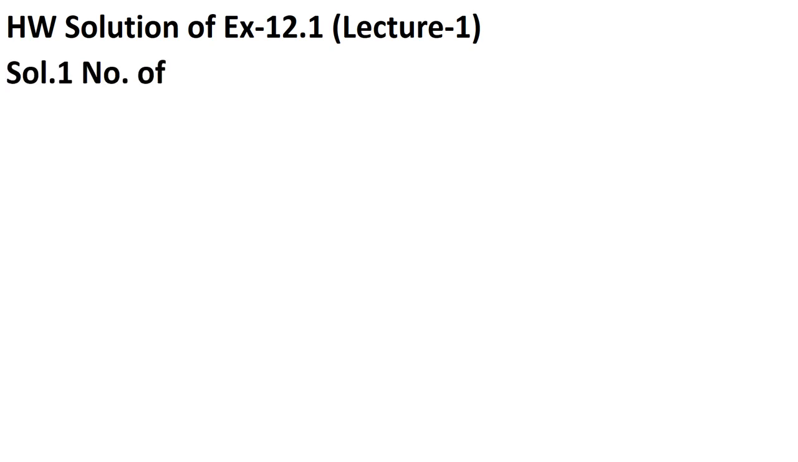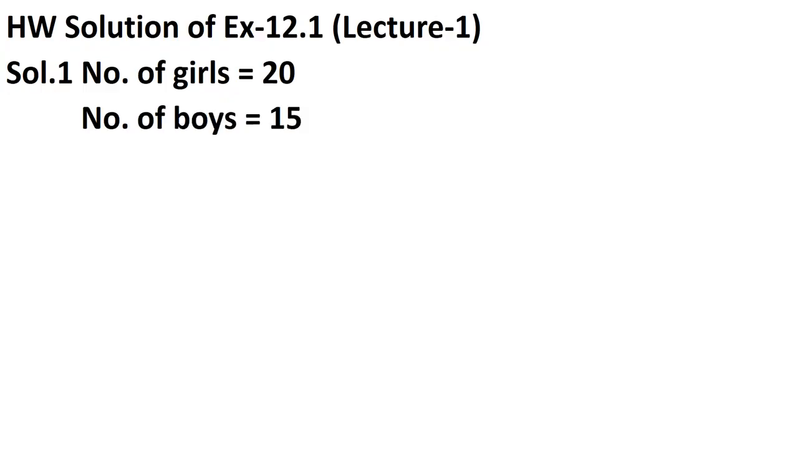Question number 1. There are 20 girls and 15 boys in a class, and you have to find out the ratio between the number of girls to the number of boys. So here the number of girls is 20, number of boys given is 15, and you have to find out the ratio. So first of all we will find out total students also.